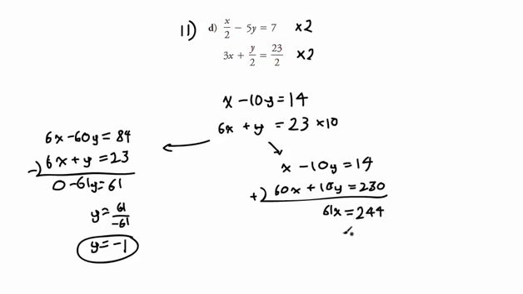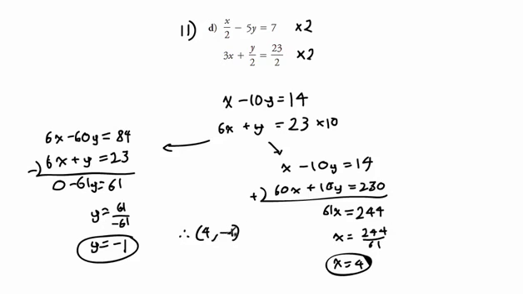Okay, so what happens when we divide both sides by 61? We get x equals 244 over 61. And what happens when we divide this by 61? We actually get a reduced answer of 4. So x equals 4. So therefore, our point of intersection is x equals 4 and y equals minus 1.